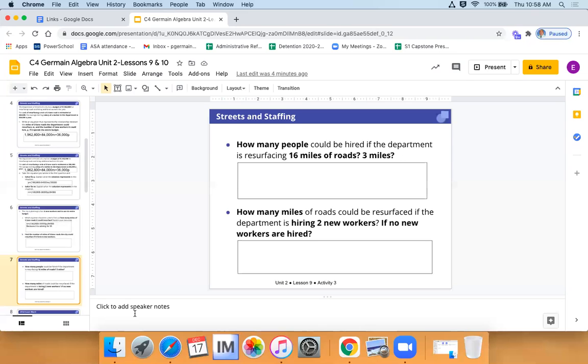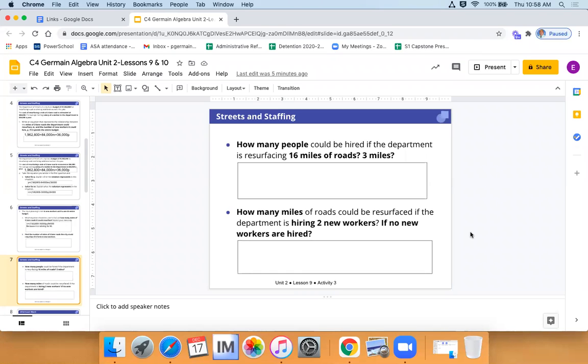Let's start to get some answers in the chat, my friends. How many people can we hire? Let's just look at the first box. If we do 16 miles of road, what did you get for that first one there? Okay, awesome. I'm seeing a lot of different answers here, my friends. I'm seeing some 18s, I'm seeing some 17s, I'm seeing some 18.18.